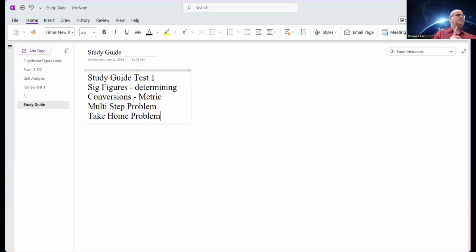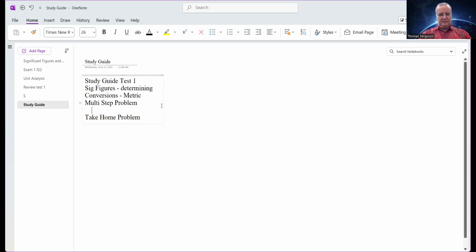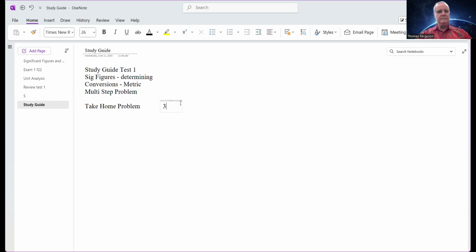Multi-step problems, and that's including the 3 kinds. Remember yesterday we went over the 3 kinds of problems: a single unit to a single unit, a fraction to a fraction, and then multi-dimensional problems like linear, squared, and cubic. Those are the 3 types, and all 3 will be represented on this test.